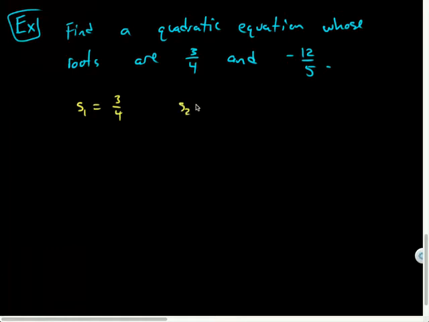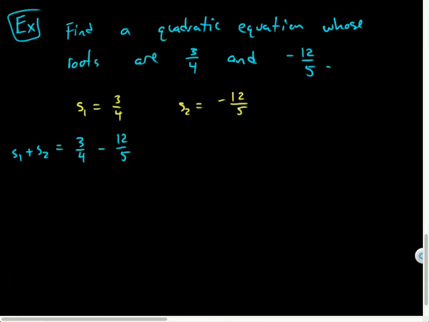So now that I know these roots, one of these is S1, one of these is S2, and I'm going to find their sum and product. Over here, let's find their sum. S1 plus S2 is equal to 3/4 plus, or just minus, 12/5.